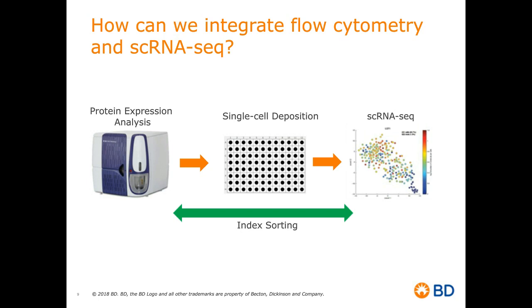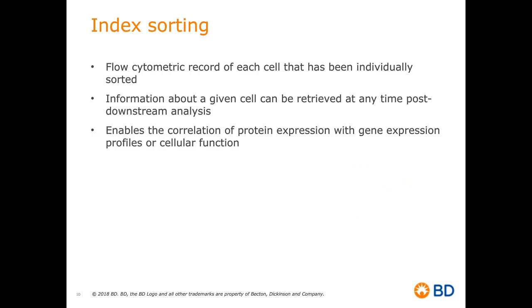So just to reiterate, index sorting is a flow cytometric record of each cell that has been individually sorted, and the information about the given cells can be retrieved at any time post-sort for downstream analysis. And this really enables the correlation of protein expression with gene expression profile or cellular functions. Today, we will focus specifically on gene expression analysis.